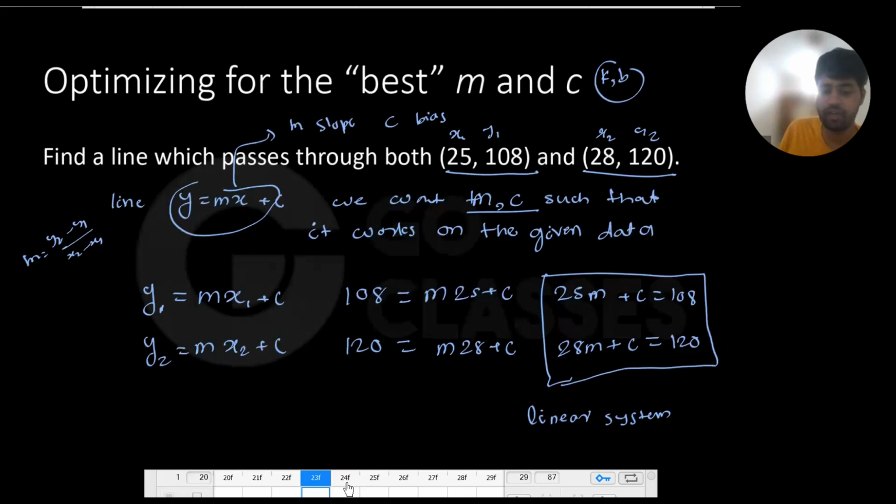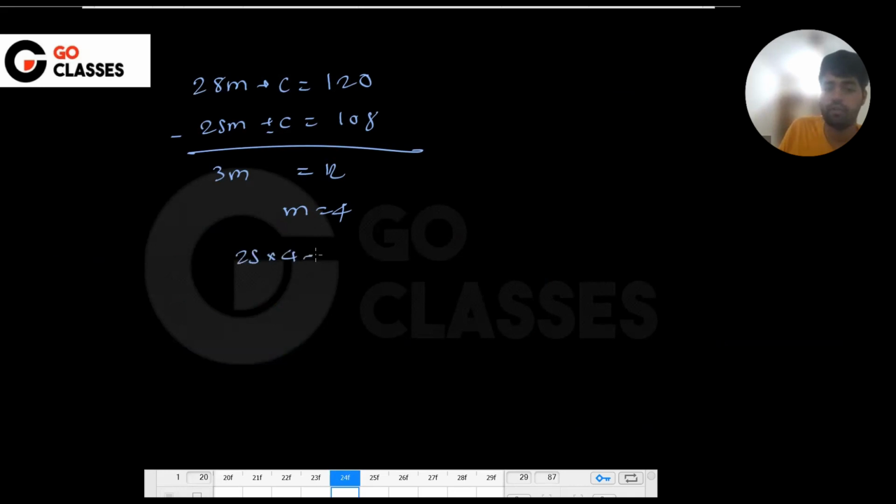So let's quickly do that. We have 28m plus c is equal to 120, and then 25m plus c is equal to 108 is subtracted from the other. So it's basically 3m is equal to 12, then m is equal to 4. And now if you substitute it here, 25 into 4 plus c is equal to 108, which gives me c is equal to 8. So these are my parameters.